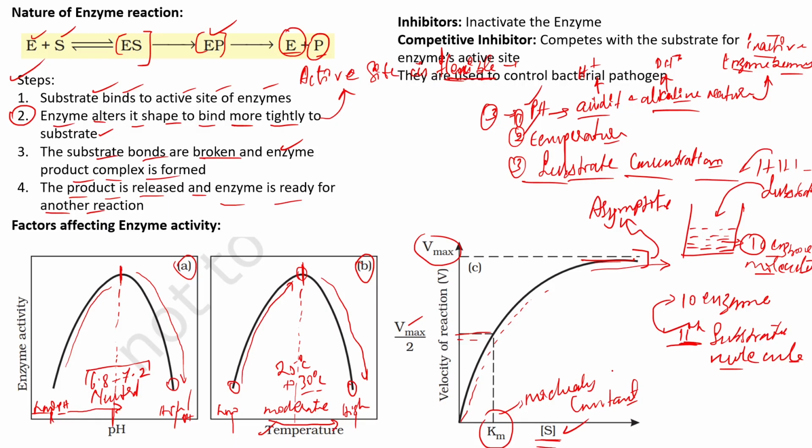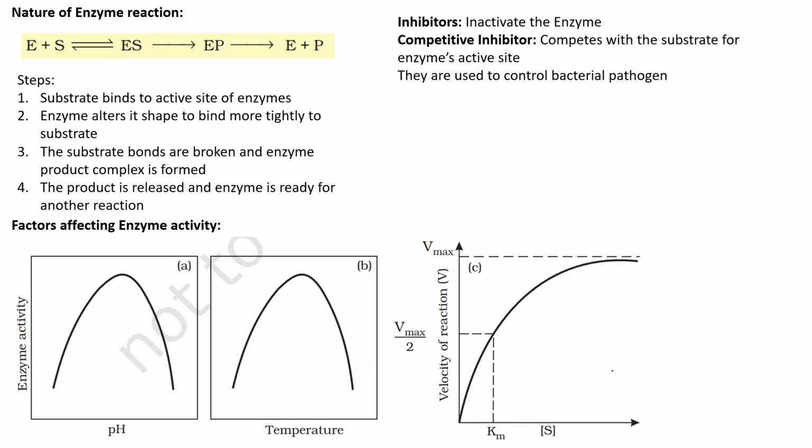So now let us look into the inhibition of enzymes. Can we inhibit enzyme activity? Exactly, we can do that. We have a special kind of molecules called inhibitors. Now what do the inhibitors do?